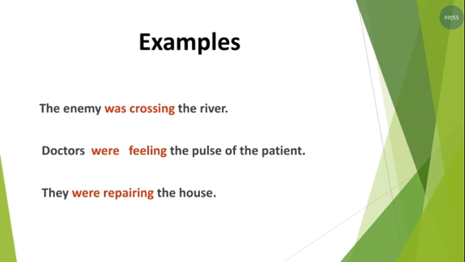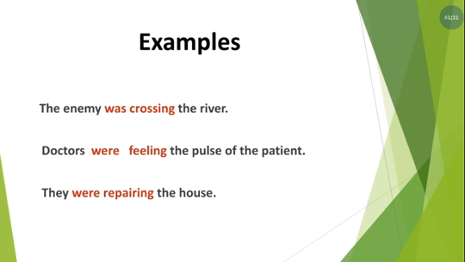Our first example is the enemy was crossing the river. And our second sentence is doctors were feeling the pulse of the patient. And our last sentence is they were repairing the house. So these three sentences, they are the example of past continuous tense.